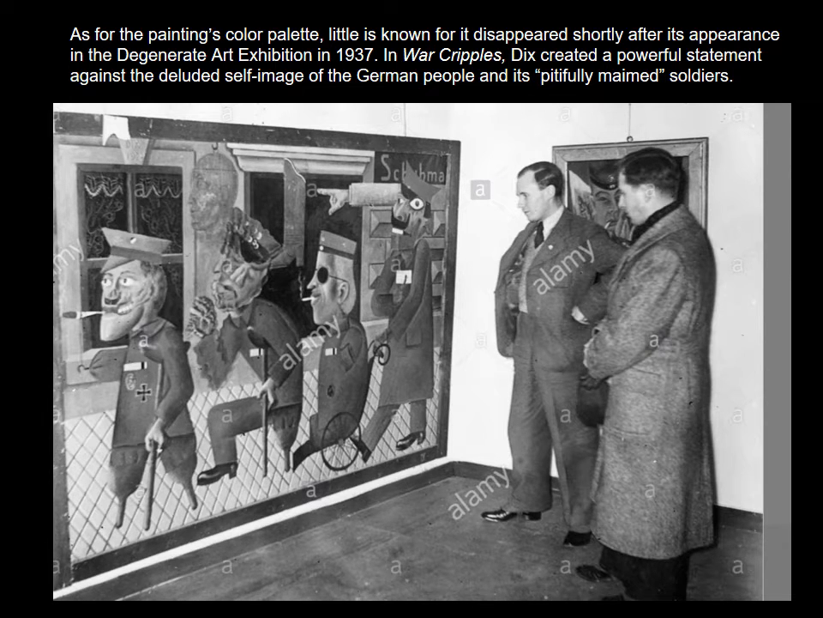As for the painting's color palette, little is known because it disappeared shortly after its appearance in the Degenerate Art exhibit in 1937. So here you're actually seeing 2 men standing next to this piece. Clearly I do not own the rights to this piece, but I've had trouble figuring out the exact dimensions, and so I wanted you to see it in person because it's not a small work. It's definitely a monumental piece that you're created with the size of these figures, right? You can see the size, especially of the standing man at the far right with the man standing in the foreground there. So it's got to be at least 5.5, 6 feet tall.